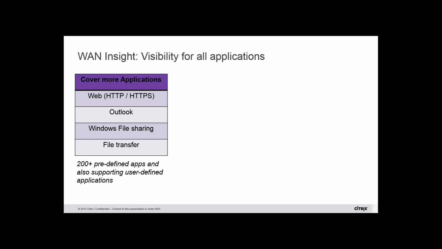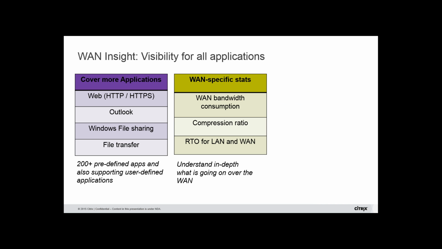Moving forward, WAN Insight is something which will help us expand visibility beyond HDX and cover a host of other applications that are typically used in enterprises. We have a list of 200 plus predefined applications within CloudBridge itself, and you can add your own custom application classifiers which can be viewed in WAN Insight.